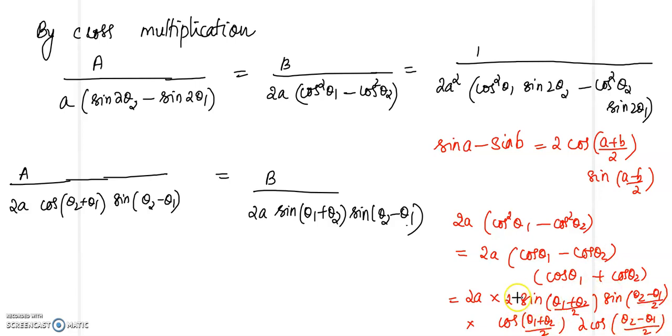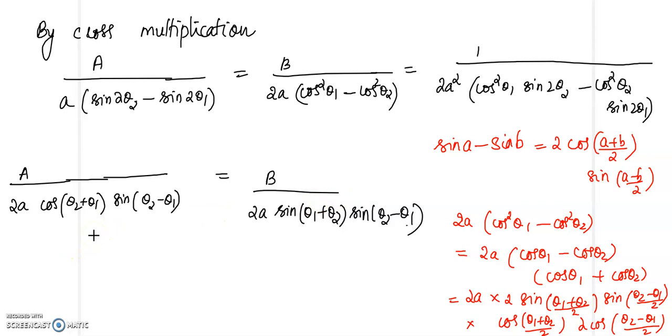And again here you have 2 sine A cos A, and here you have 2 sine A cos A, that will be equal to sine 2A. We will get 2a into sine (theta 1 plus theta 2) and sine (theta 2 minus theta 1). So that will be the simplified version of the second term.